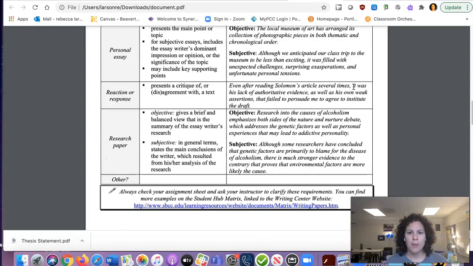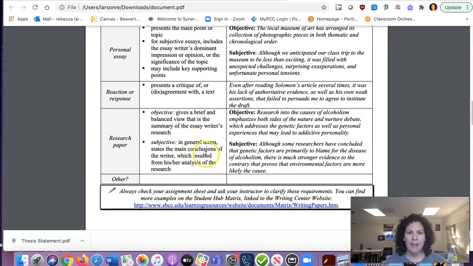But in the research paper, right, here we have kind of a bit more with outside evidence. So although some researchers have concluded that genetic factors are primarily to blame for the disease of alcoholism, there's much stronger evidence to the contrary that proves the environmental factors are more likely the cause. So this is a bit more argumentative, but it's also looking at the other information that's out there that you'll be pulling into your essay. So either of those could work depending on what you're doing.